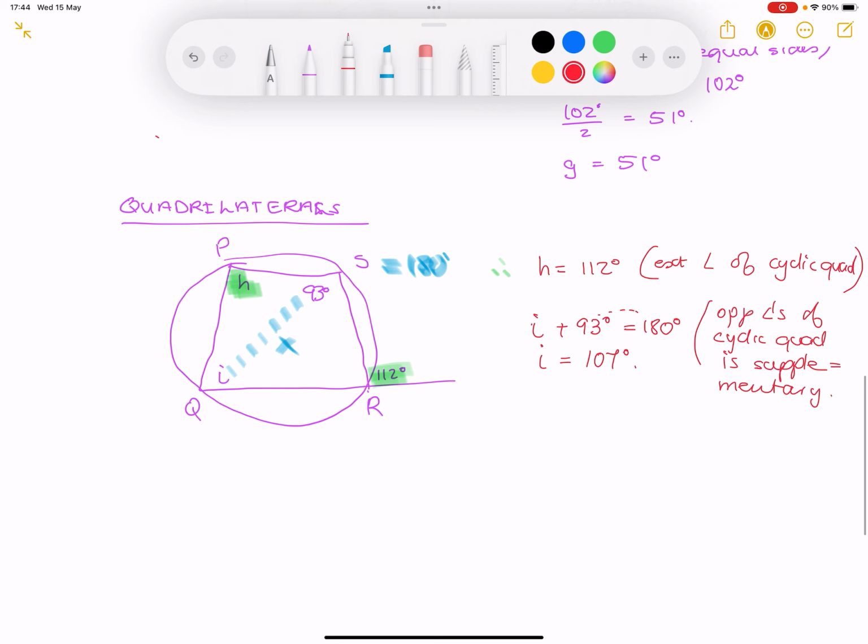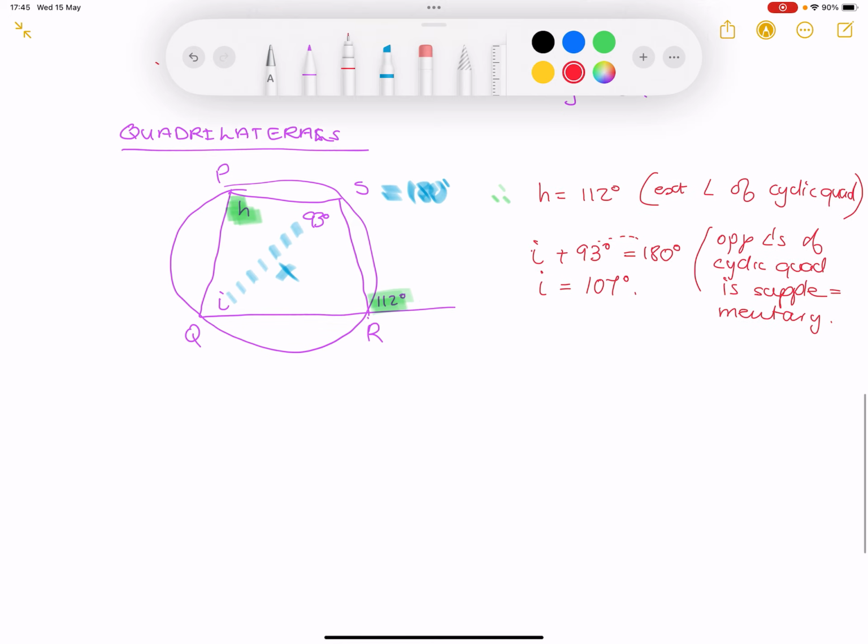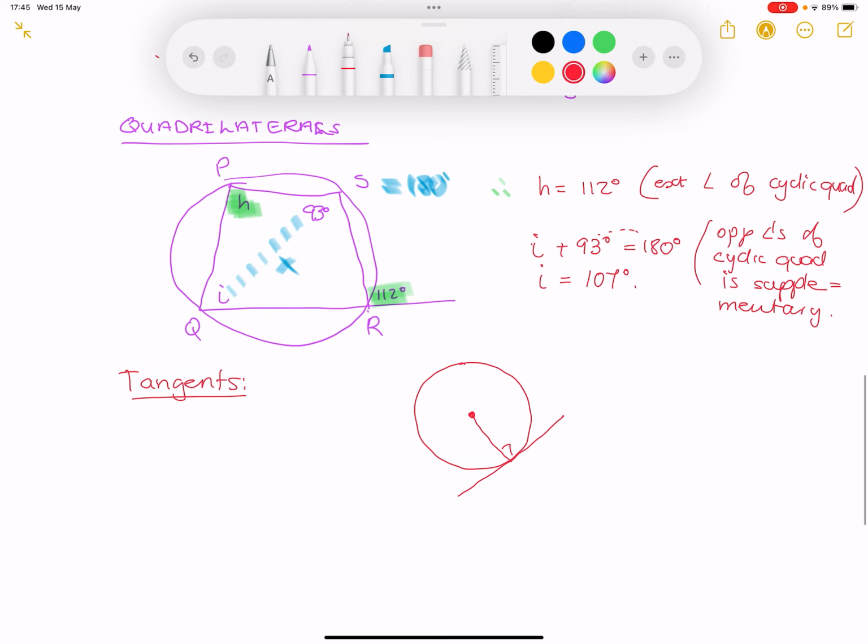Okay. That is about the quadrilaterals. It's only two theorems. Then we have tangents. Okay, we have to explain this one. If you have a tangent, the tangent is perpendicular to the radius, right? Yes, ma'am.